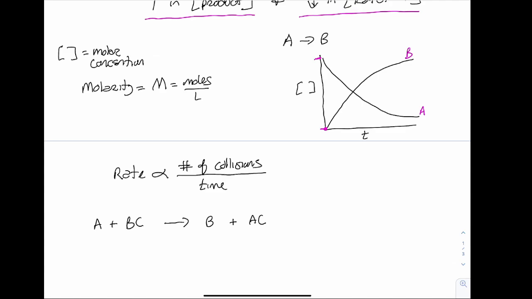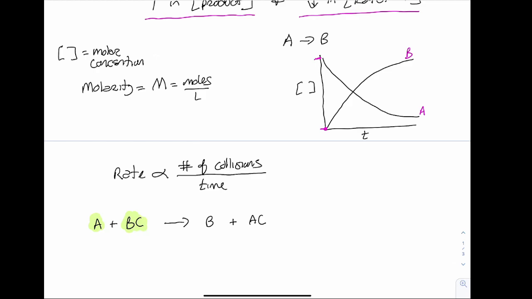what needs to happen is that A, right, it's moving around. We're not at absolute zero, so these guys are moving, and it has to actually come into contact with BC. So they have to kind of collide, right? They have to bang into each other. And when that happens, we're going to form the bond between A and B if that collision is energetic enough. We're going to break the bond between B and C, and then B is by itself, A is bonded to C. So the rate is actually those number of collisions.